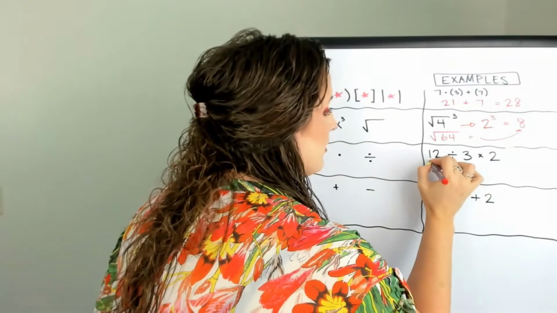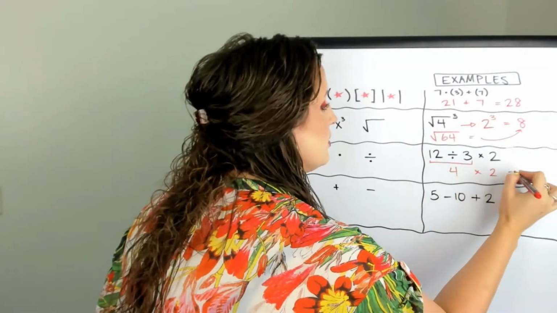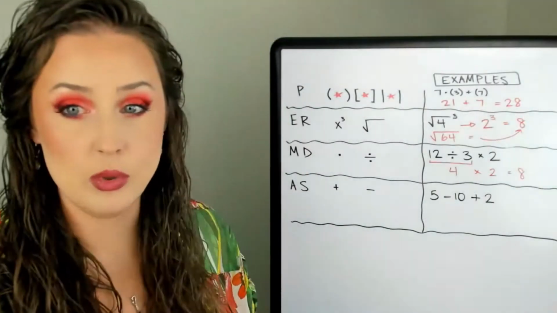So 12 divided by 3, we would do that part first and get 4. 4 times 2 equals 8. So that's our final solution.